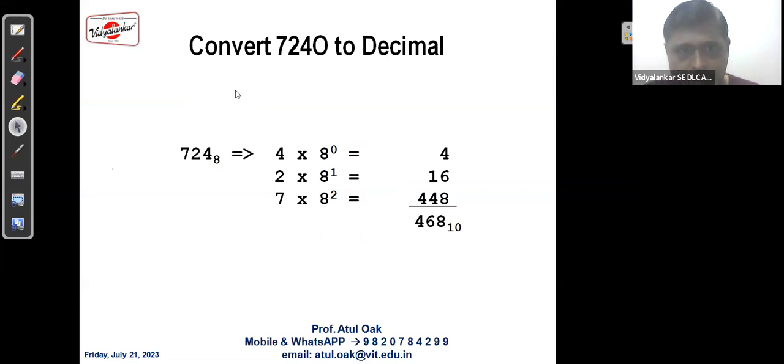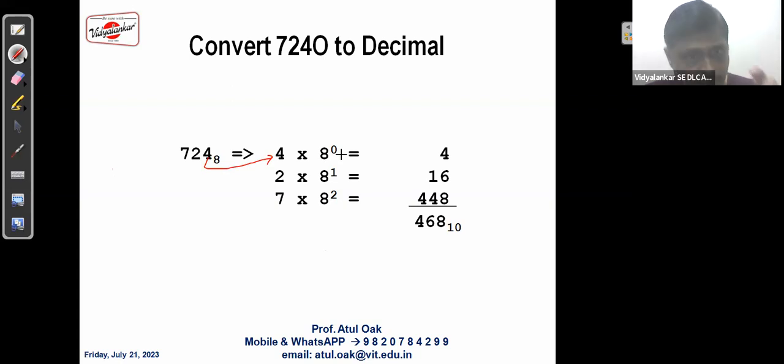Question is convert 724 octal to decimal. Okay, convert 724 octal to decimal. Now you can see I'm taking the first digit, that is 4, and you multiply by 8 raised to n.